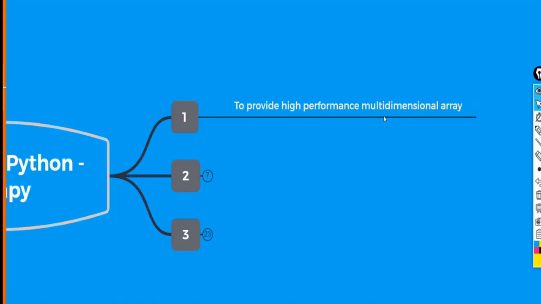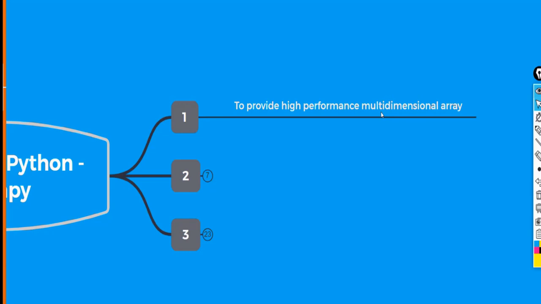The main purpose we are going for this NumPy library is to provide high performance multi-dimension arrays. When it comes to the array concept itself, we have single dimension, two dimension, and multi-dimension features. Mostly we will be dealing with one dimension, two dimension, maximum three dimension we will go. More than that, it will be very difficult to handle.